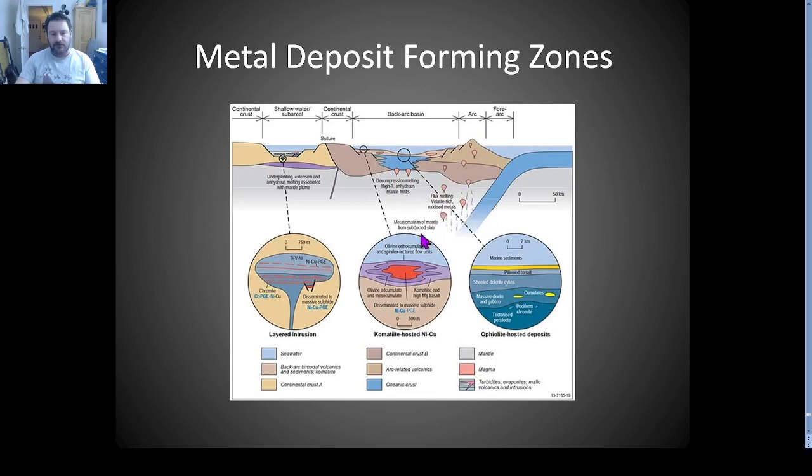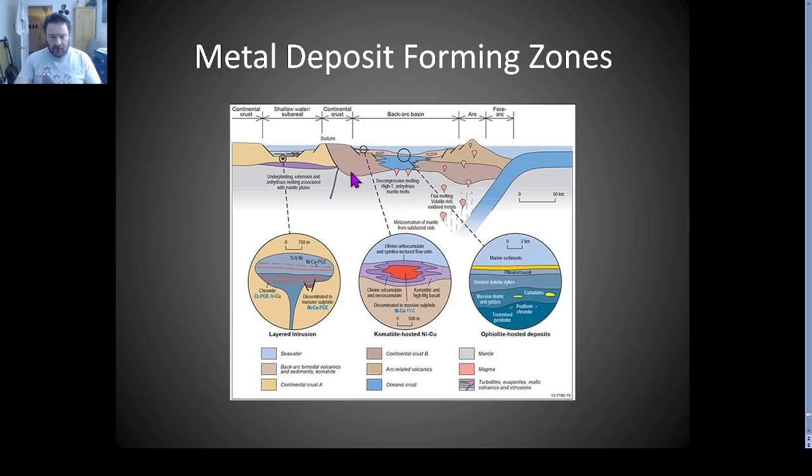And depending on where you get injected, you might stand a chance of forming minerals. And more importantly, minerals that give us some of the stuff that we use to build our society. Ophiolite sediments, basically this is a piece of crust that gets launched up over, and you can look at it. Your ophiolites are basically very ultramafic rocks, and they're a sure sign that you have a piece of deep oceanic crust if you see an ophiolite.